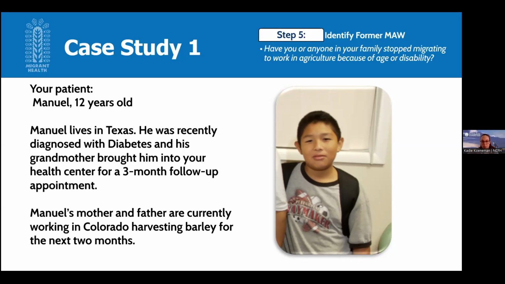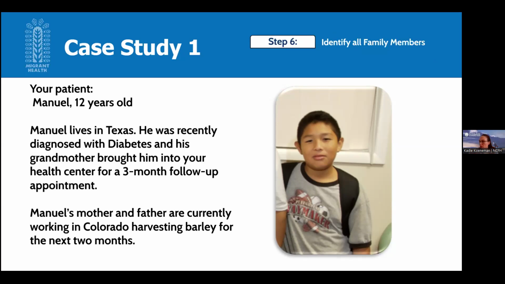Great. Okay, last step. Let's identify all family members. So how many family members based on this description can we include in this classification? Oh, so fast, Amy. 3, 4, 4, 3. Okay, we're split. Split between 3 and 4. Okay, we'll come back to chat about this, but next would be to determine Manuel's status.